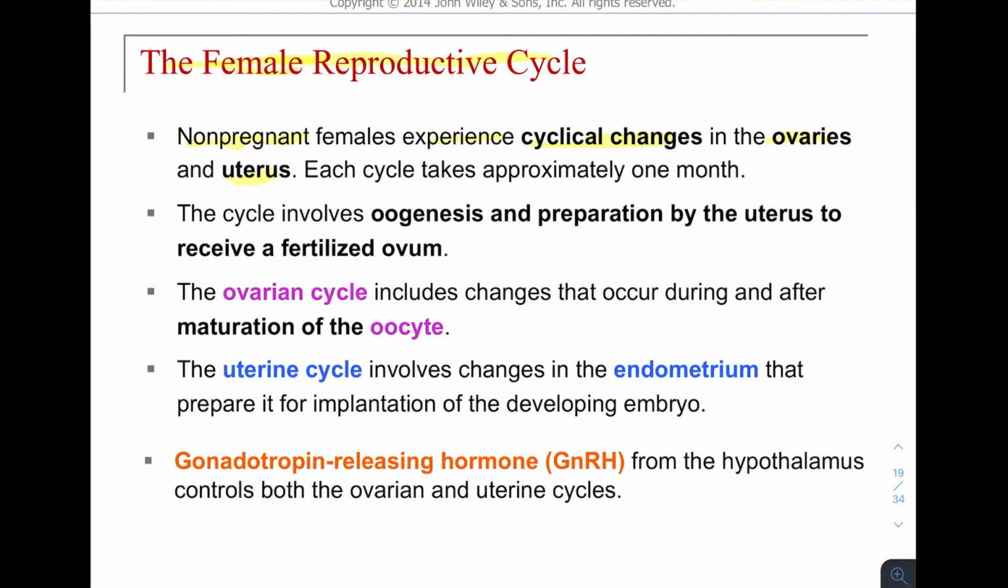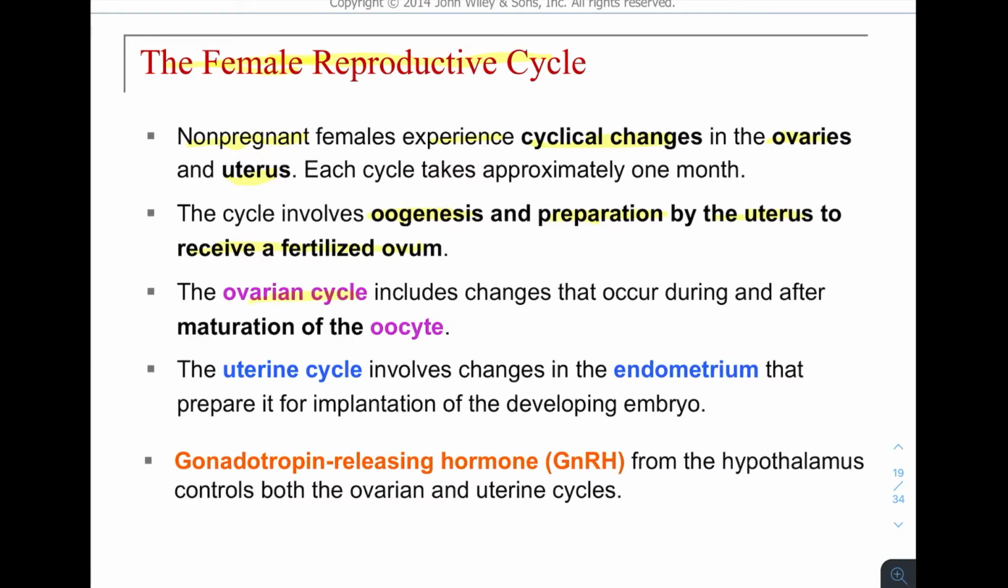The cycle involves oogenesis, which is the part that's happening inside the ovary to make the oocyte, and also the preparation of the uterus with that endometrial lining that thickens to receive the fertilized ovum.